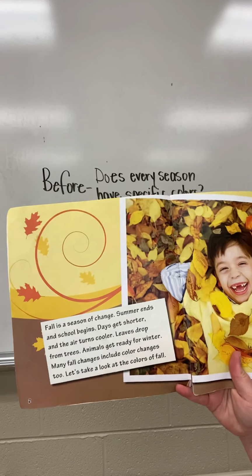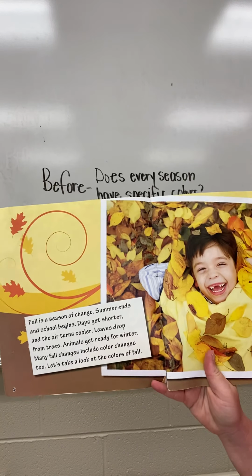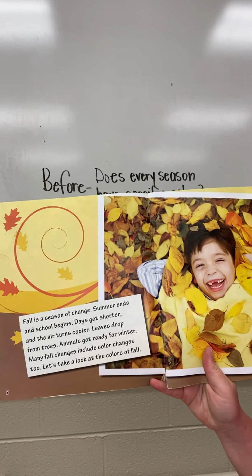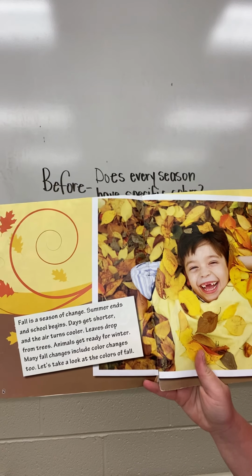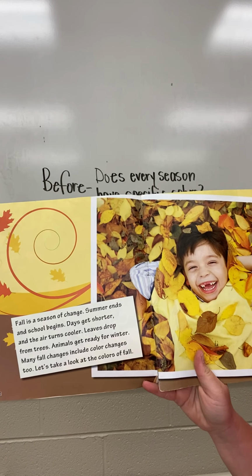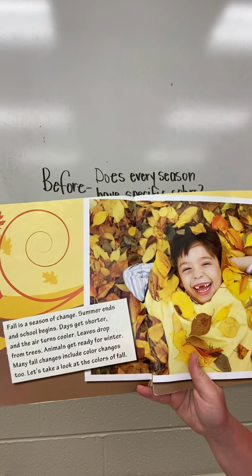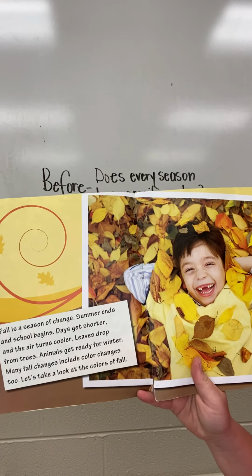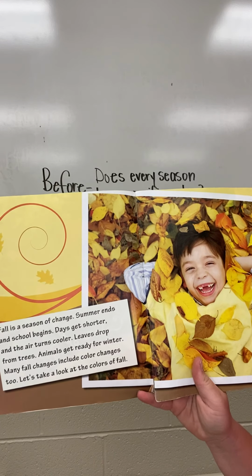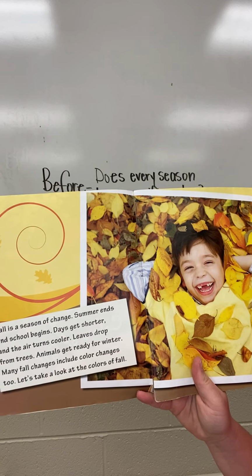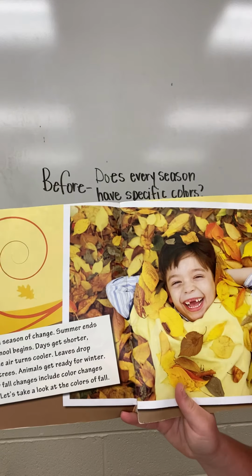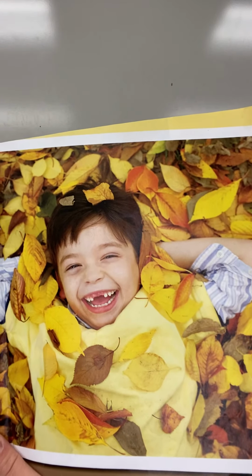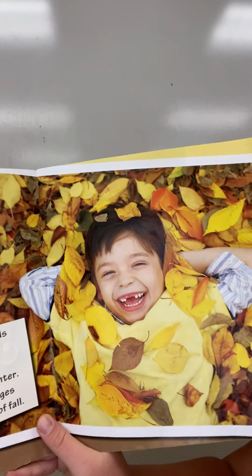Fall is a season of change. Summer ends and school begins. Days get shorter and the air turns cooler. Leaves drop from trees. Animals get ready for winter. Many fall changes include color changes too. Let's take a look at the colors of fall. Look how beautiful the leaves are.